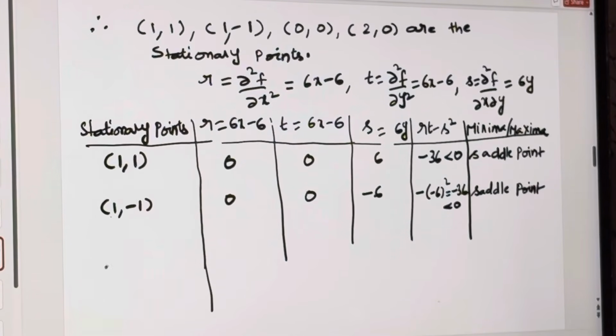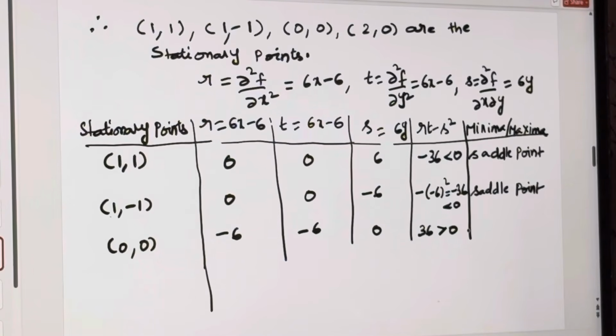Okay, two more points are there. Okay, 0 comma 0 अभी substitute करना है. 0 comma 0, x के जगह 0 पुट किया है तो r का वैल्यू क्या है? Minus 6. Similarly, your t will be minus 6. And what is the value of s? When y is equal to 0, your s is equal to 0. Okay, rt minus s square will give you what? Minus 6 into minus 6 which is 36. 36 is greater than 0.